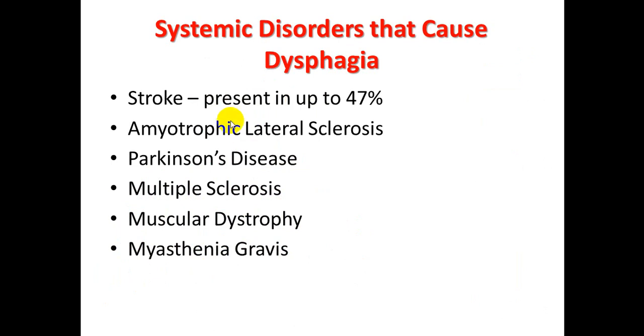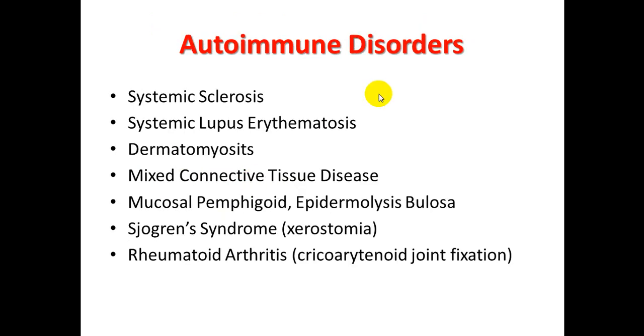Systemic cause of dysphagia, stroke, about 50% of patients, amyotrophic lateral sclerosis, Parkinson, multiple sclerosis, muscular dystrophy, and myasthenia gravis. Autoimmune disease as a cause of dysphagia, systemic sclerosis at the top of the list, SLE, dermatomyositis, mixed connective tissue diseases, mucosal pemphigoid, epidermolysis bullosa, Sjögren syndrome, xerostomia, dryness of the mucous membrane of the mouth, rheumatoid arthritis, cricoarytenoid joint fixation, pressure symptom.